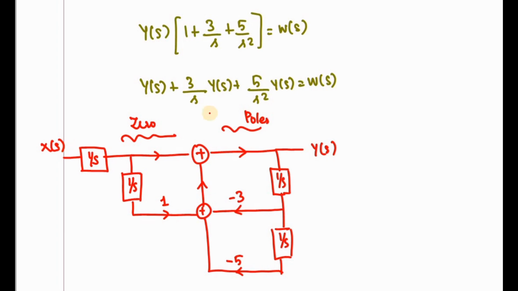Now we can see W(s). I can write W(s) as equal to 1 by s into X(s) plus, if I multiply with this one, I will get 1 by s square into X(s).